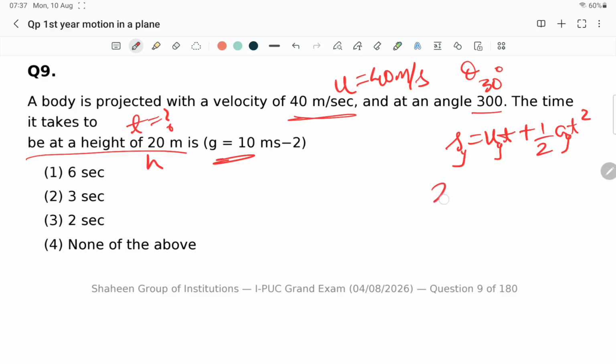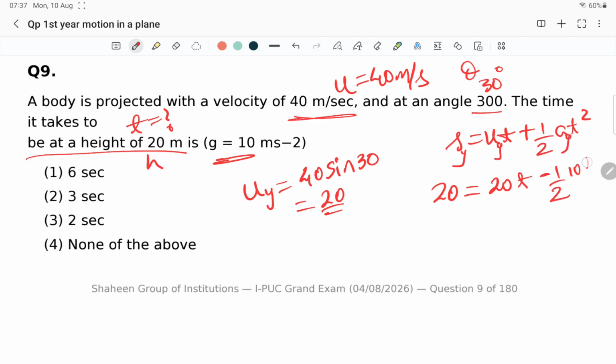So height is 20, as given, so 20 is s. Uy you can find from here. Uy is equal to u sine theta. So 40 sine 30 becomes, sine 30 is half, so half of 40 is 20. Okay, so 20 into t, minus half g t square, where g value is 10. So I hope this is clear. This was an easy question. So what do you get? You just solve this equation.